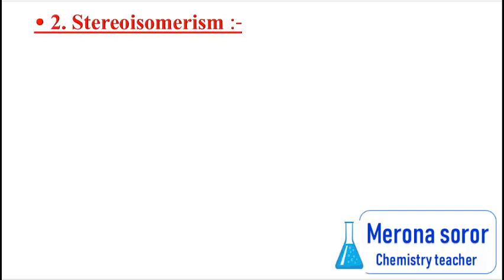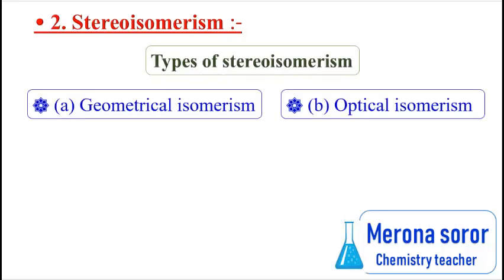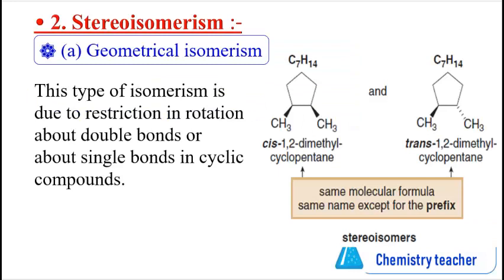Number 2, stereoisomerism. Stereoisomers have the same structural formula but differ in the arrangement of atoms or groups in space. Types of stereoisomerism: geometrical isomerism and optical isomerism. Geometrical isomerism. This type of isomerism is due to the restriction in rotation about a double bond or about a single bond in a cyclic compound.